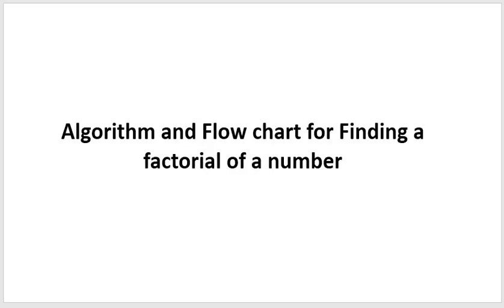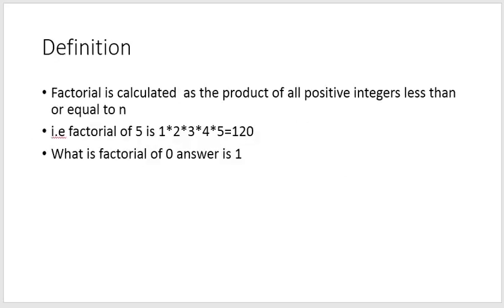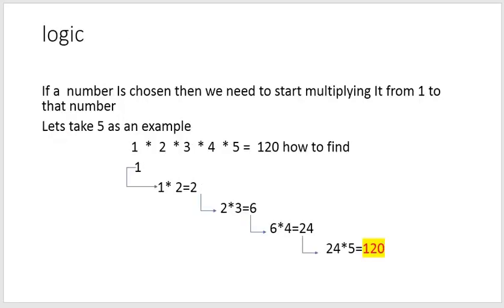That means when you take a number n, we say the factorial is the product of all positive numbers which are less than or equal to n. So here n is 5. If I want the factorial of 5, then it is 1 into 2 into 3 into 4 into 5, which is equal to 120. Now what is the factorial of 0? Factorial of 0 is 1. Now what will be the logic? So here comes the logic.